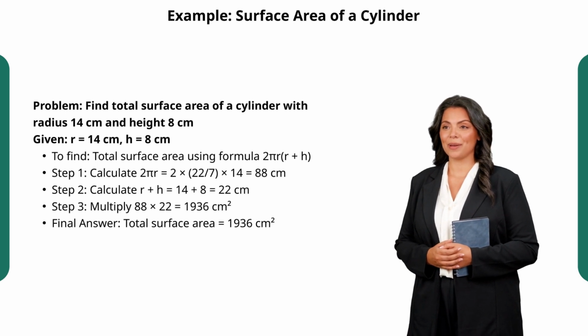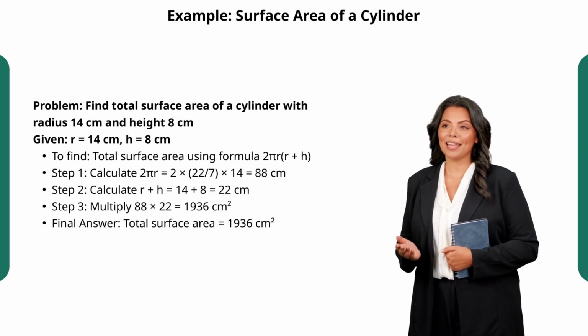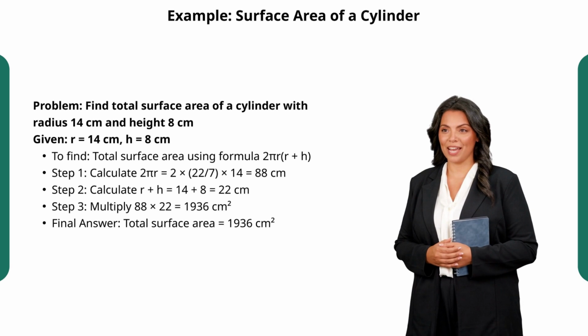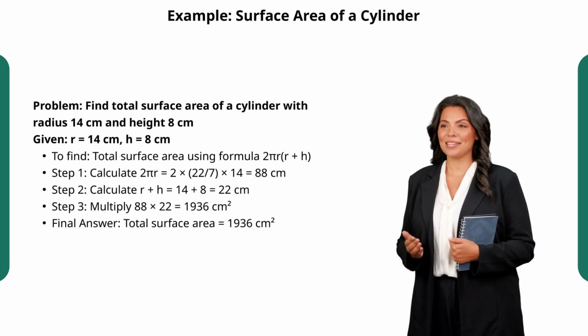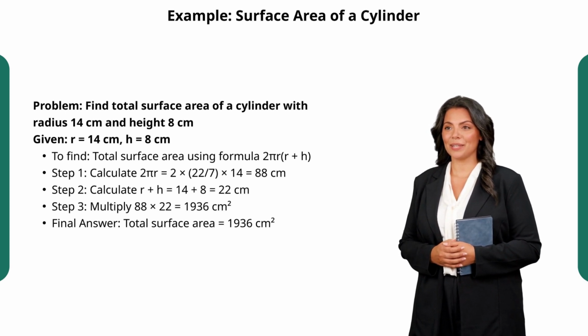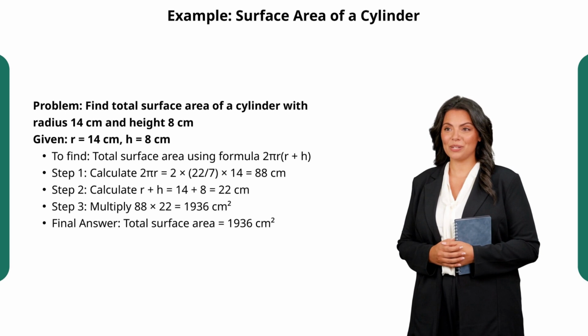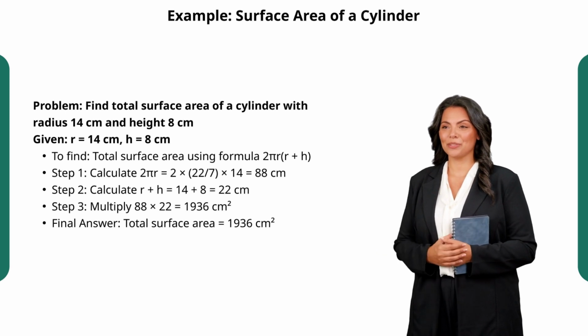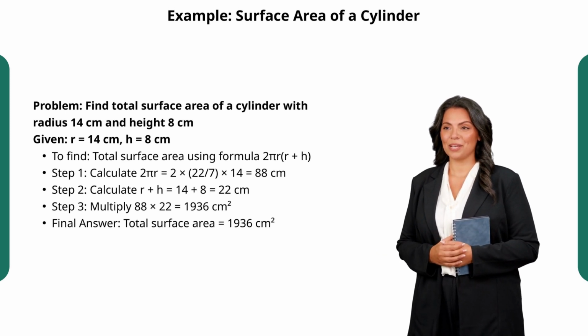Next, we add the radius and height. 14 plus 8 equals 22. Multiplying 88 by 22 gives us 1,936 square centimeters. So, the total surface area of the cylinder is 1,936 centimeters squared. This means you'll need enough paint to cover roughly 19.36 square meters if you convert to meters squared.